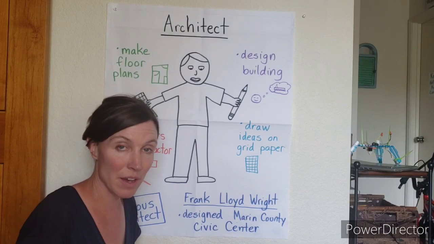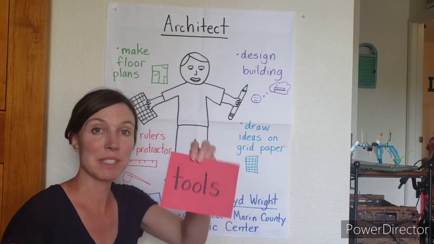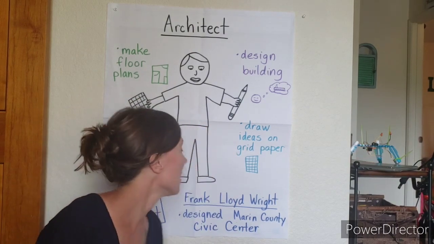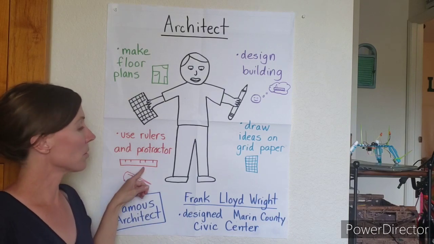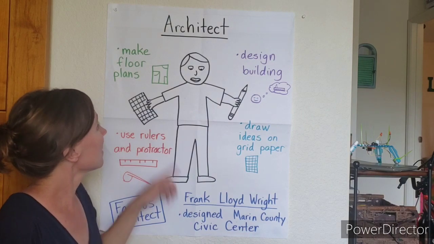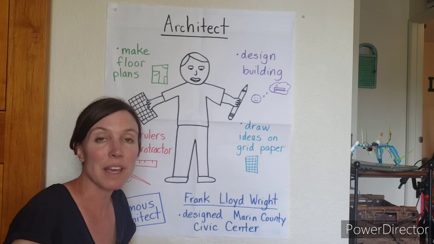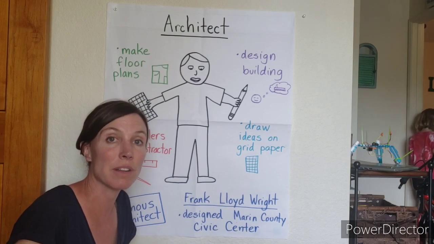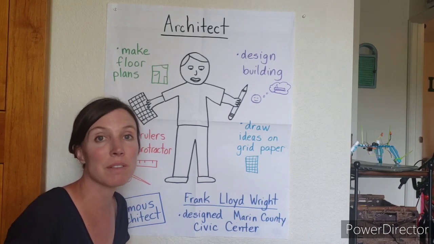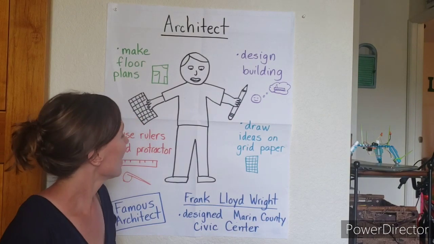And to help draw straight lines or sometimes make different shapes, they use different kinds of tools. Some tools that they might use are a protractor or a ruler, okay? Another thing that they can do is make floor plans. Floor plans are the inside of the building, and they draw out where they want different rooms, maybe a bathroom, a living room, where they want a door or a window. They design all of that.